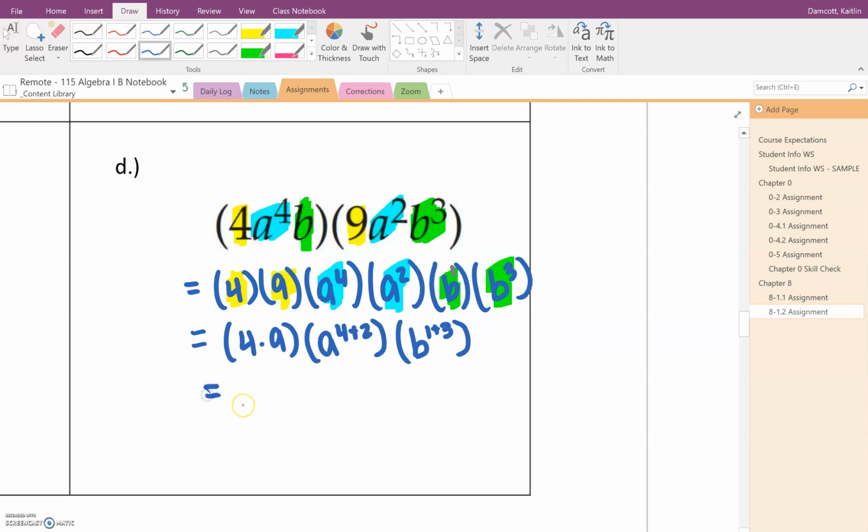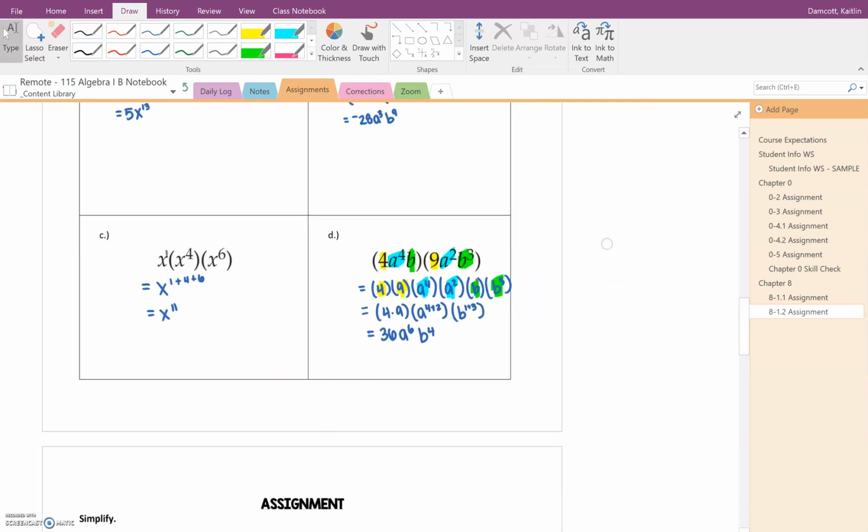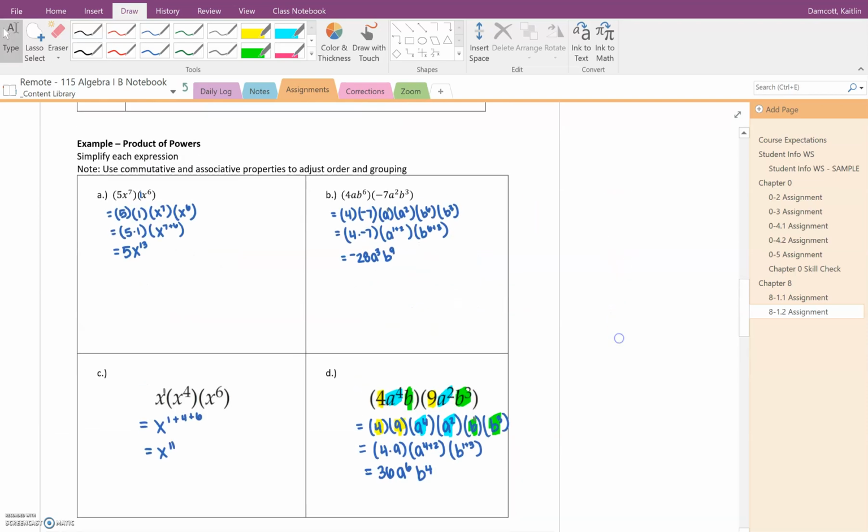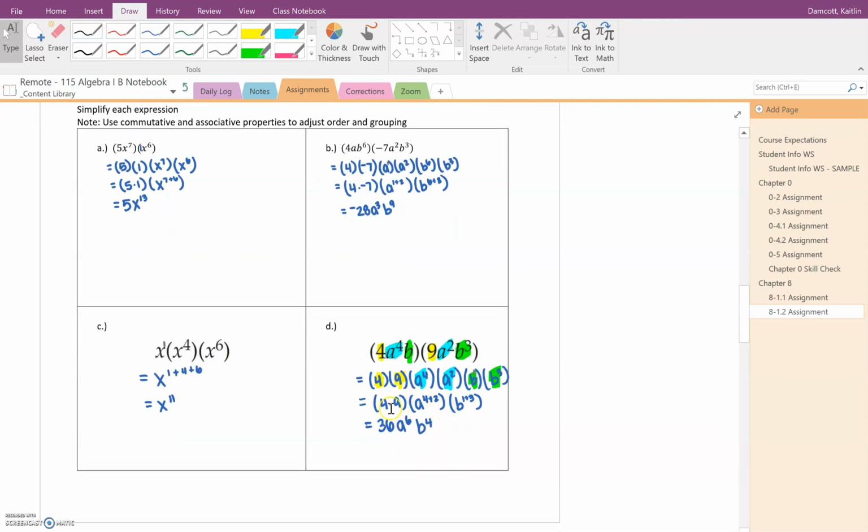And from here, we'll simplify. 4 times 9 is going to give us 36. And then a to the, we'll keep the base a, 4 plus 2 is 6. And we'll keep the base of b, 1 plus 3 is 4. So I hope that this kind of makes sense, where you are reorganizing so that the numbers are together, all of the a's are together, all of the b's together, or whatever kind of variable you have, but keep the like variables together. And then you're grouping so that you can simplify.